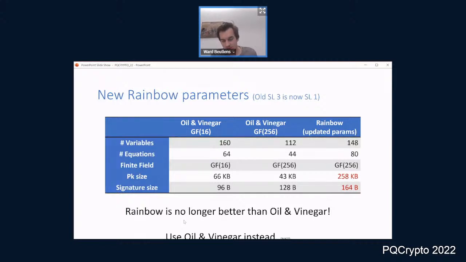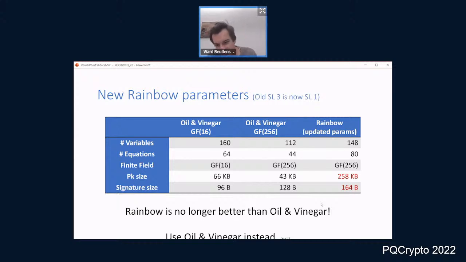You could keep Rainbow alive by changing the parameters because the attack is still exponential. But there's really no point in doing this, at least in my opinion, because if you go to new parameters, then the public key size will be bigger than the public keys of oil and vinegar. Also, the signatures will be bigger. So you should just use oil and vinegar instead because it's much nicer, it's much simpler and more efficient.